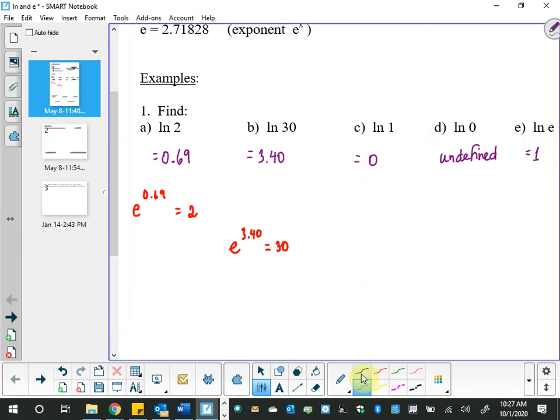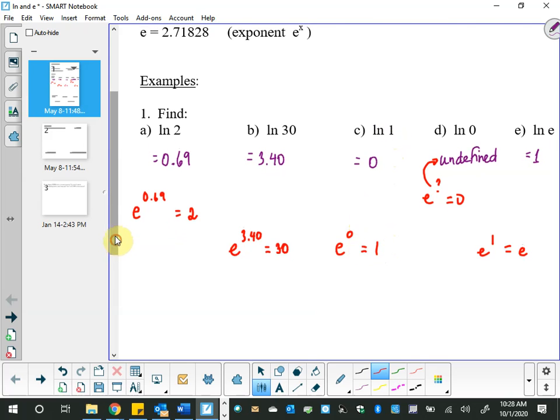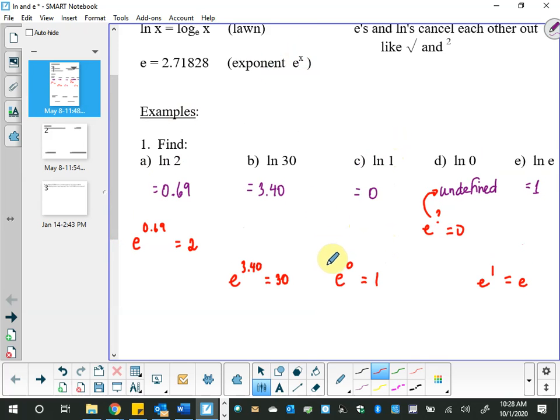What that one is saying is e to the 1 is equal to e. What this one is saying is e to the something is 0, and that something can't even be found. What this one is saying is e to the 0 is equal to 1, which is pretty logical if you think about it carefully, because anything to the 0 is 1. So in this case, e to the 0 is 1.